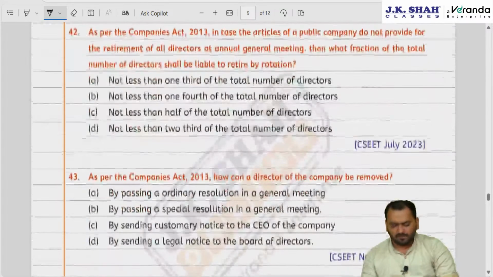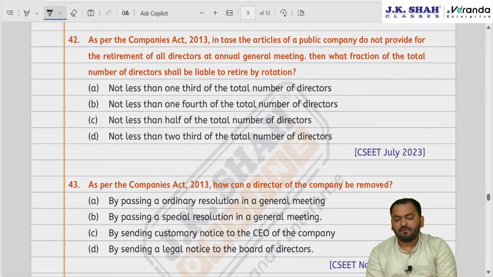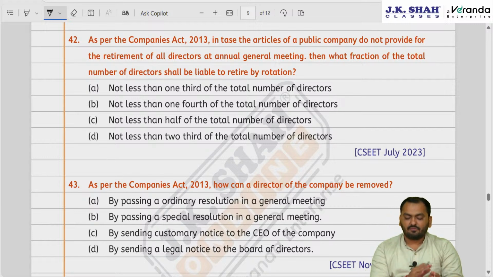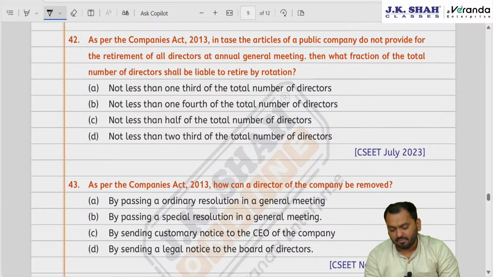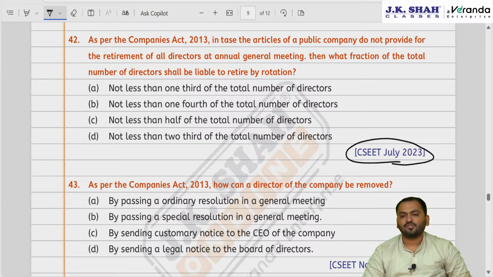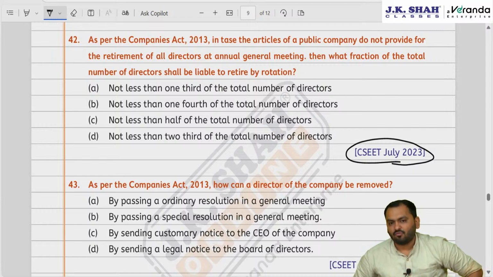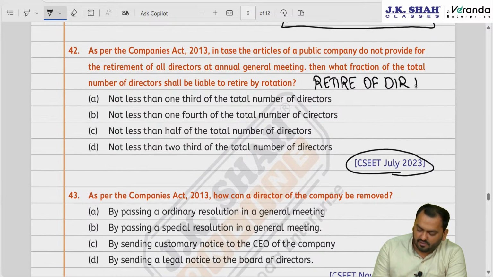Okay, so we move further. As per the Companies Act 2013, in case the articles of a public company do not provide for the retirement of all directors at the AGM, what fraction of the total number of directors shall be liable to retire by rotation? This was asked in the CSET July 23 exam. Please understand what I am going to say now. Friends, the topic is about retirement of directors.